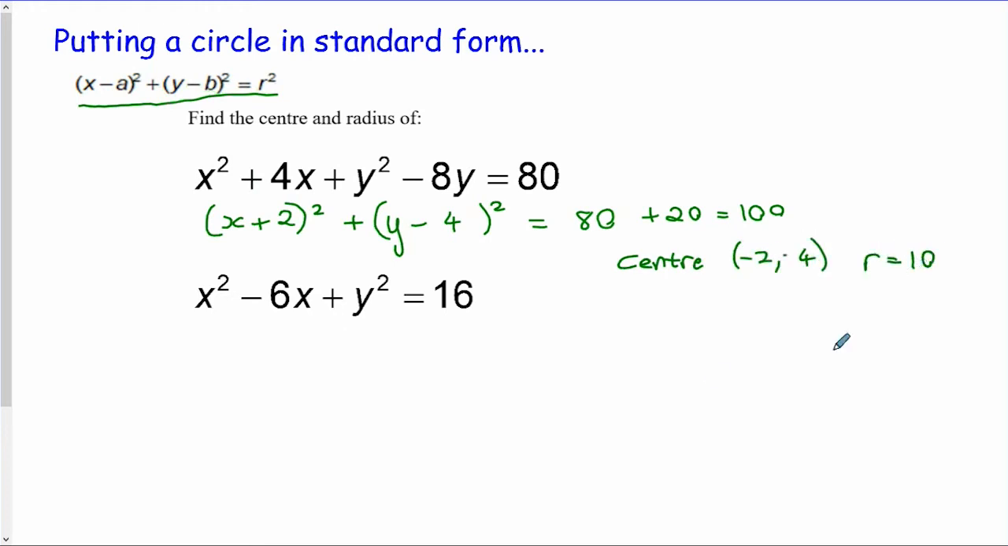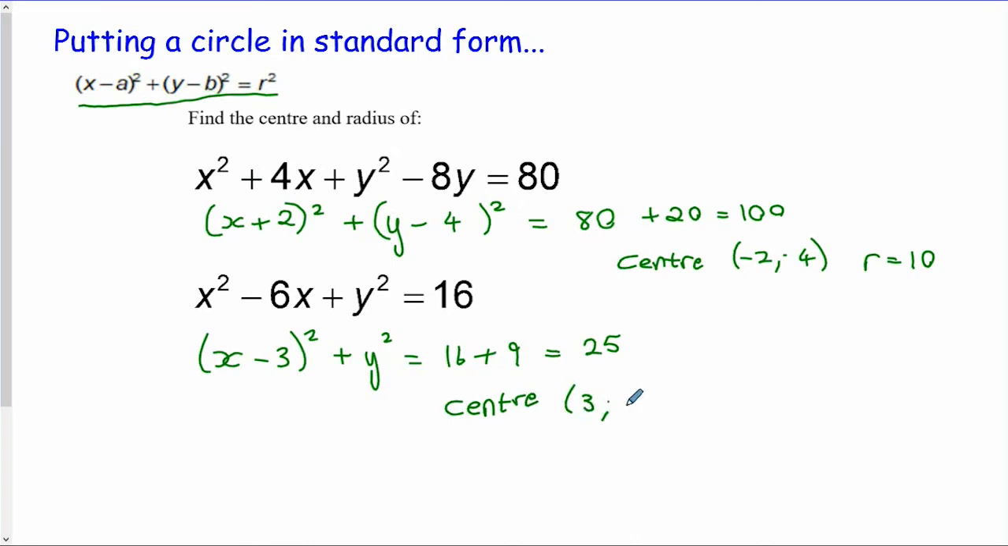And it's really important that we're able to do that. Now, this one over here, just be aware, is slightly unusual in that our y doesn't have an offset. So in other words, it's just going to be like that. By writing it like this, if I multiply it out, I've added in 9 on the left. So I've got to add in 9 on the right. I get 16 plus 9, which is 25. So this circle actually has a center of (3, 0) and a radius of 5. Very, very important skill that you can do that.